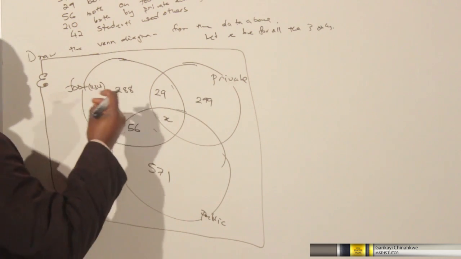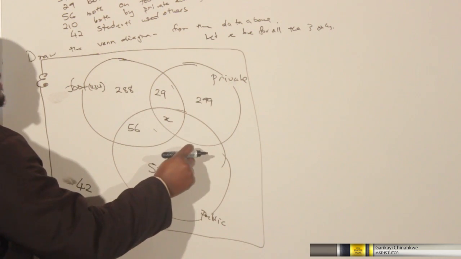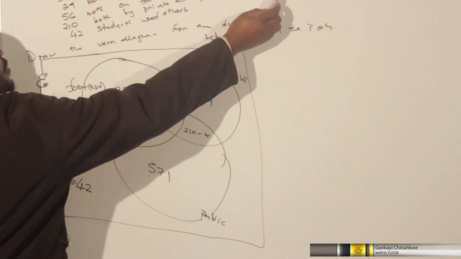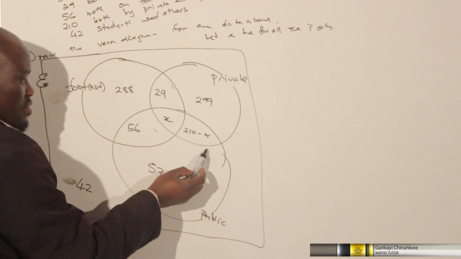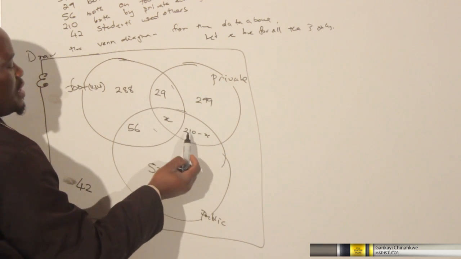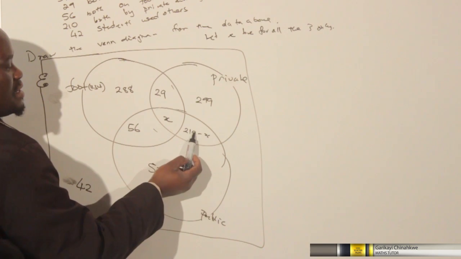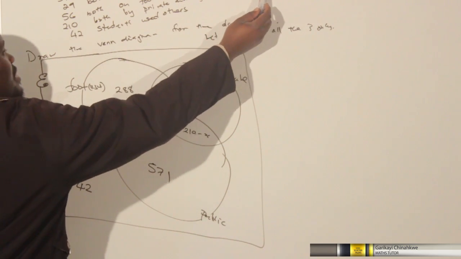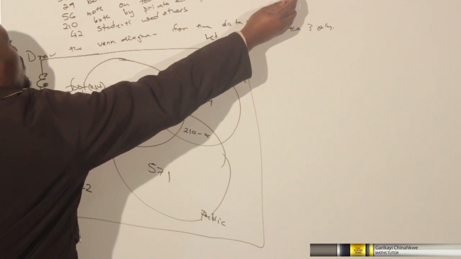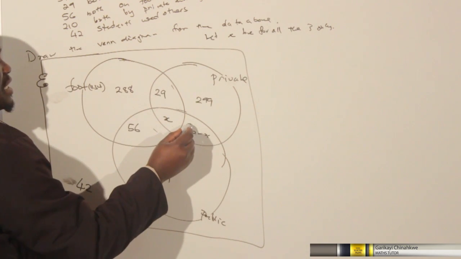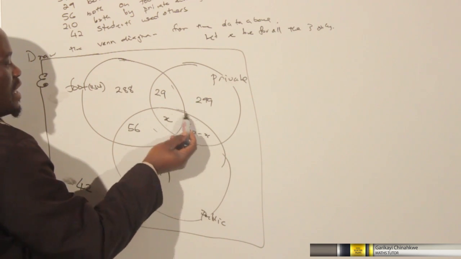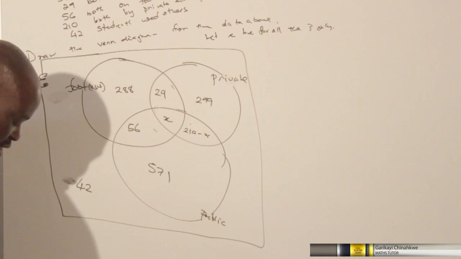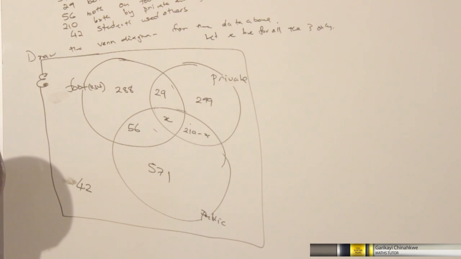But we are told that it's 210 for both private and public. So it's 210 minus X, because we don't have only here. If it had only, it was going to be for this part, and we'd write 210 here. But now it's not only, it's for everything here. So it's 210 minus X. Then the next question they say, draw a Venn diagram to depict. Okay, I've done that.